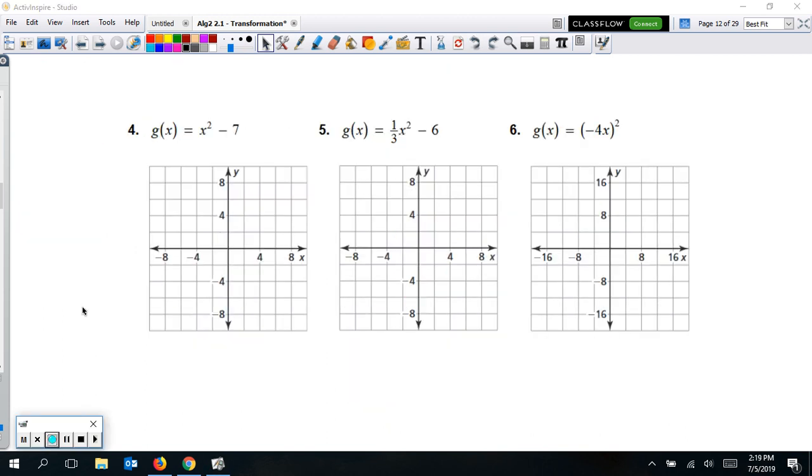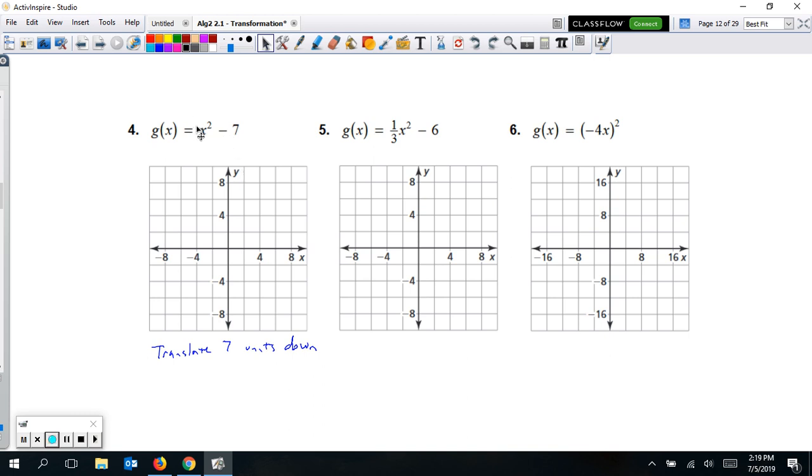Okay, so continuing with our graphing 4 through 6. Number 4, the transformation to describe that, the only thing that's going on here is just this -7. So the only thing to say there is translate down 7 units. It's going to go down. Remember, it's not an H number. It's not inside of a parenthesis. It's on the outside, so it's a K number. K is always up or down. So it's just going down 7 units.